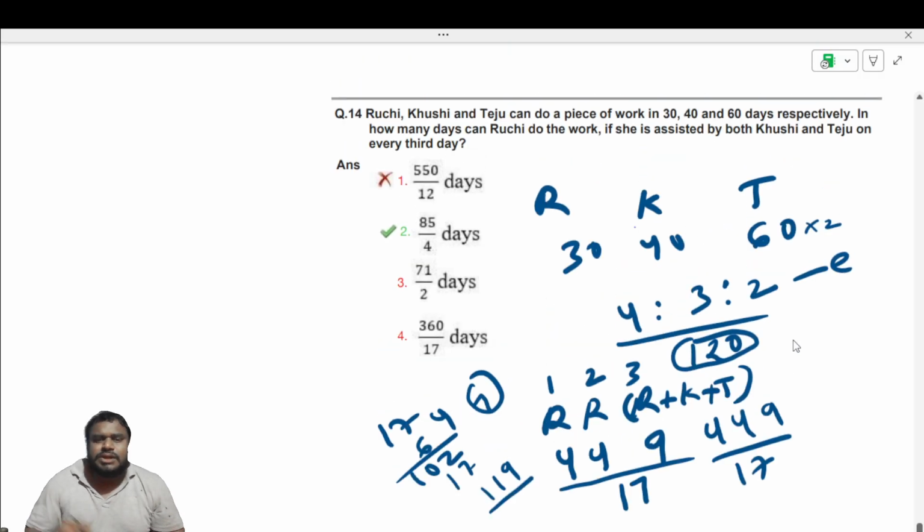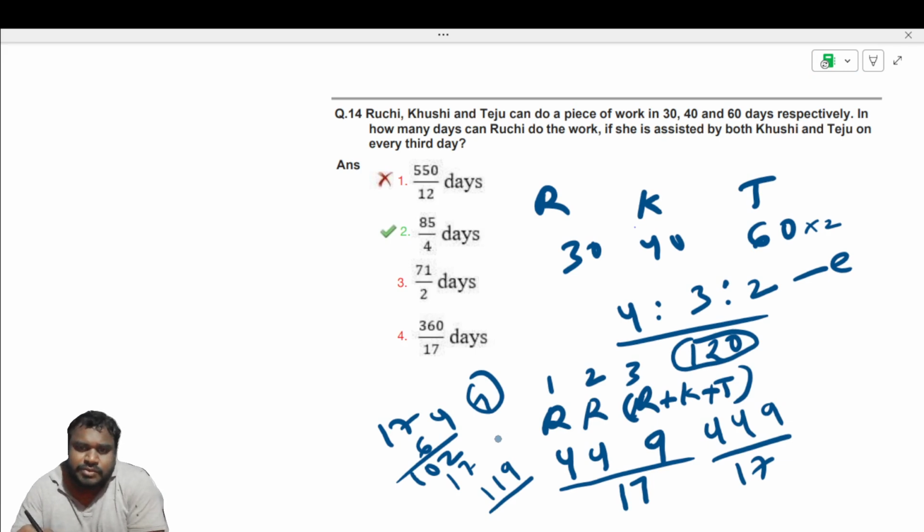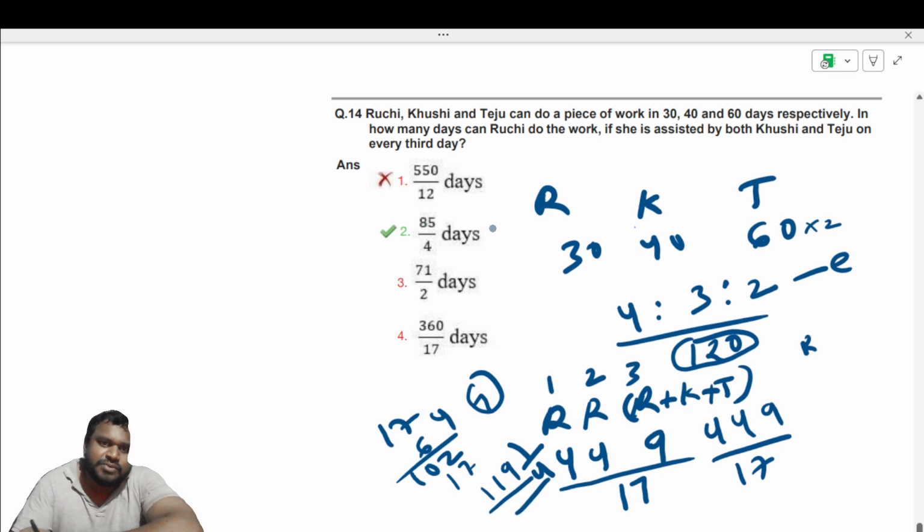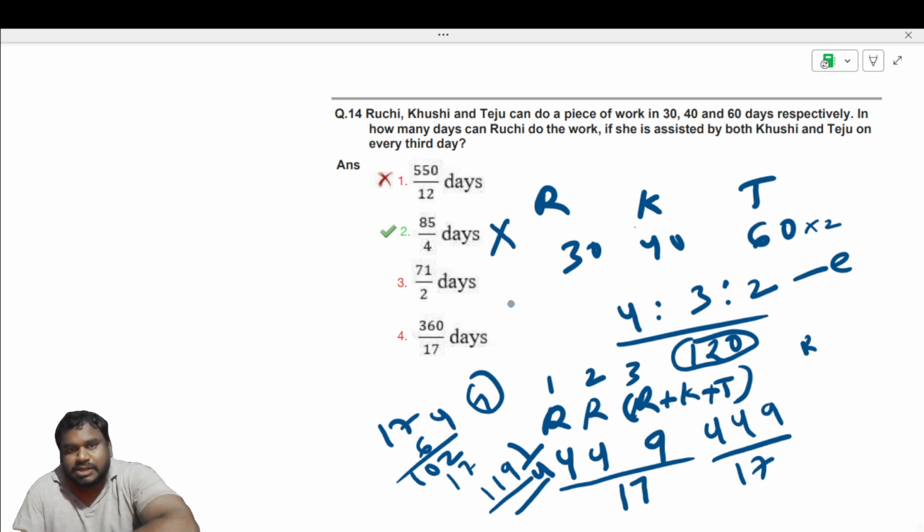So you are getting 119. After 119, 120 has to be completed. So 1 is remaining, 119, 1 by 4. Why 4? Because Ruchi will be doing it. After 7 sets, when the 8th set starts, Ruchi will be working, and Ruchi's efficiency is 4, so 1 by 4. 119, 1 by 4 is the answer. 85 by 4 is not the answer. Sometimes there will be mistakes in the key also, so marks will be added for that. So the actual answer is 119, 1 by 4.